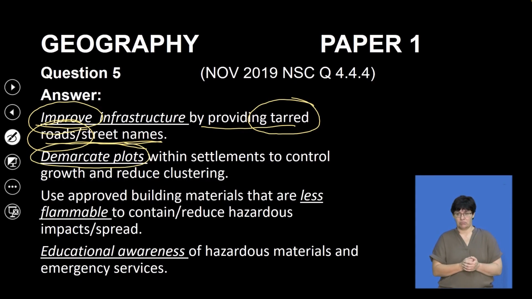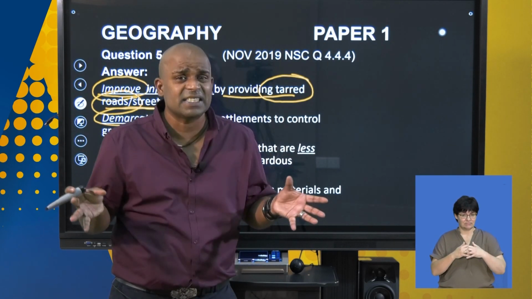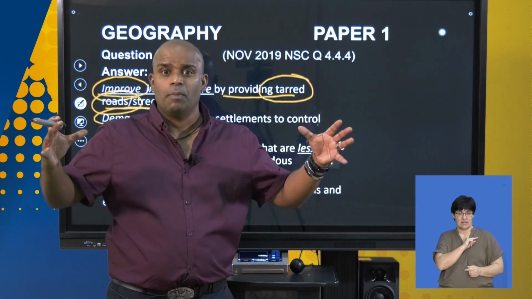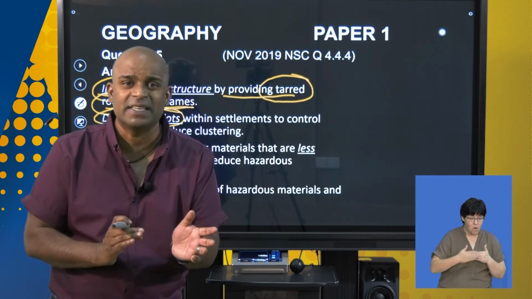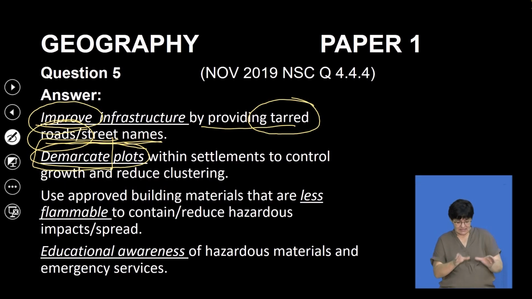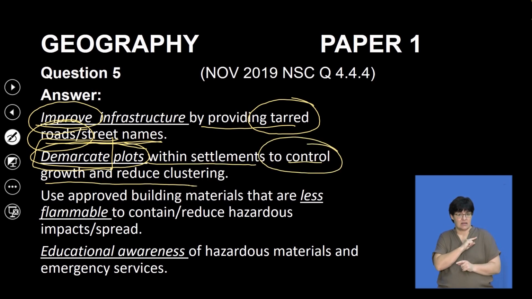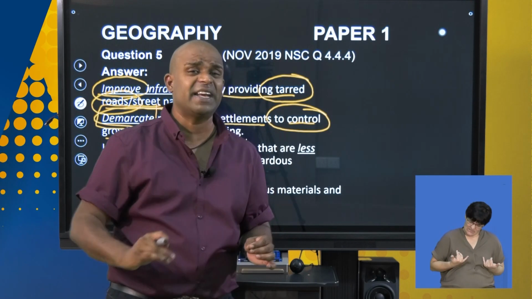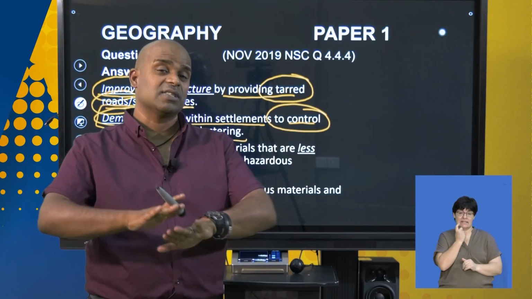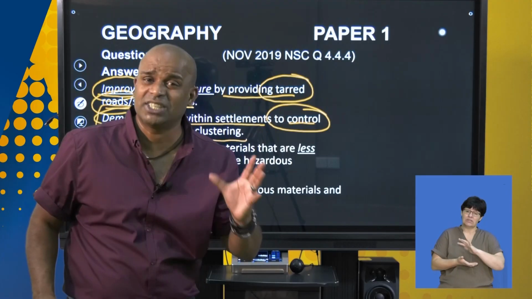Demarcate plots. Currently, the highest building density is a characteristic of informal settlements. Why? Because you've got more buildings in a smaller space. So what should we be doing? We should be demarcating plots within settlements to control growth and reduce clustering. When it's too clustered, the fire hazard would spread that much faster. But if houses are spread out, the chances for more damage are much less.